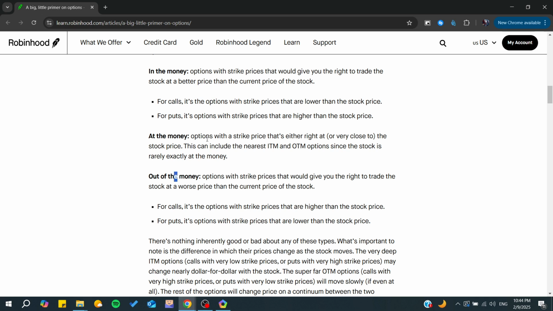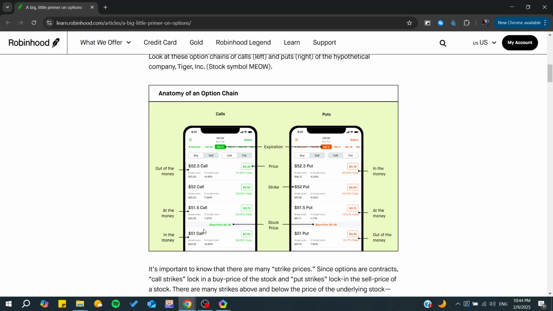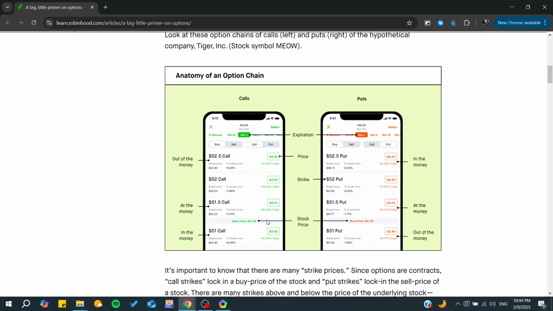And at the money are options with a strike price that's right at the stock price. That means it is close to it. It will include the nearest ITM or OTM option, since the stock is rarely exactly at the money. That means it is the closest to the stock price.